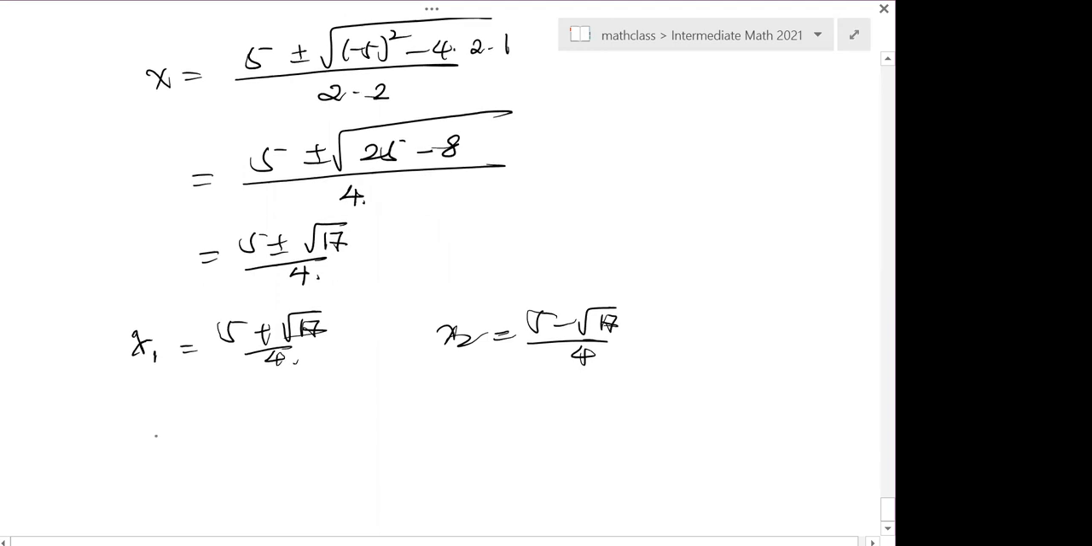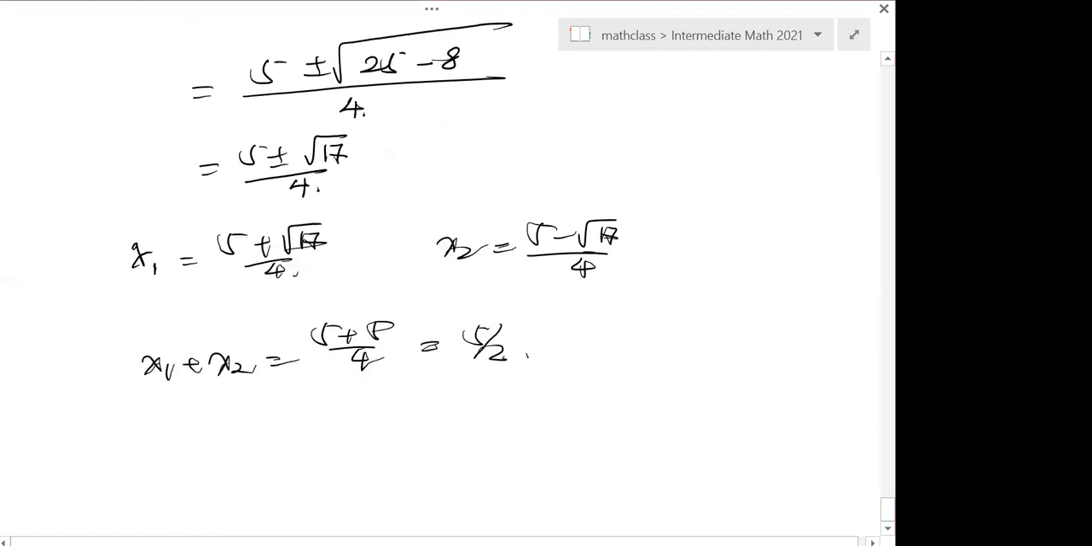However, if we add them together, the square root of 17 cancels out. It's 5 plus 5 divided by 4, which is going to be 5 over 2. Okay? And if you multiply them out, you also get a nice number. It's going to be 5 plus the square root of 17 times 5 minus the square root of 17, over 4.